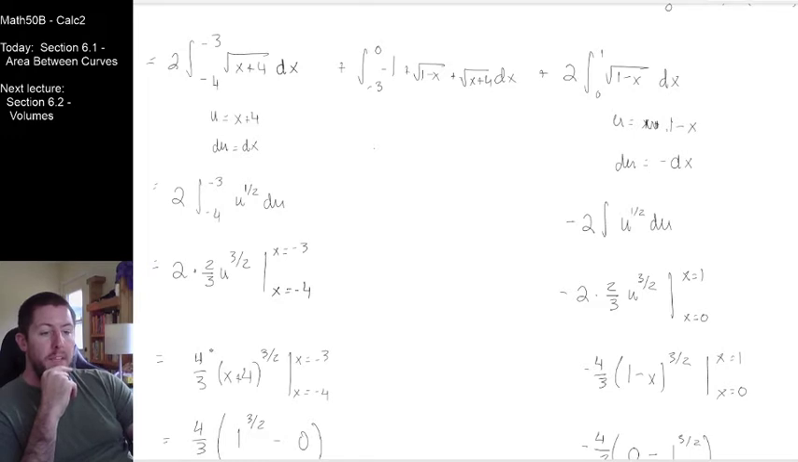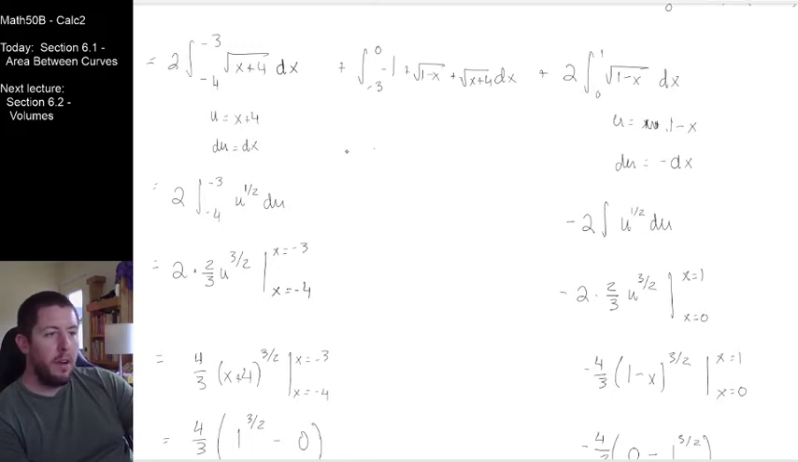Notice that this is a nice representation of my antiderivative right here, with the exception that this had a multiple of 2 and this had a multiple of 2. So that means I'm really just going to get things like 2/3 x plus 4 to the 3 halves and -2/3 1 minus x to the 3 halves right there. So I know my two antiderivatives. I think I can just reuse those now.